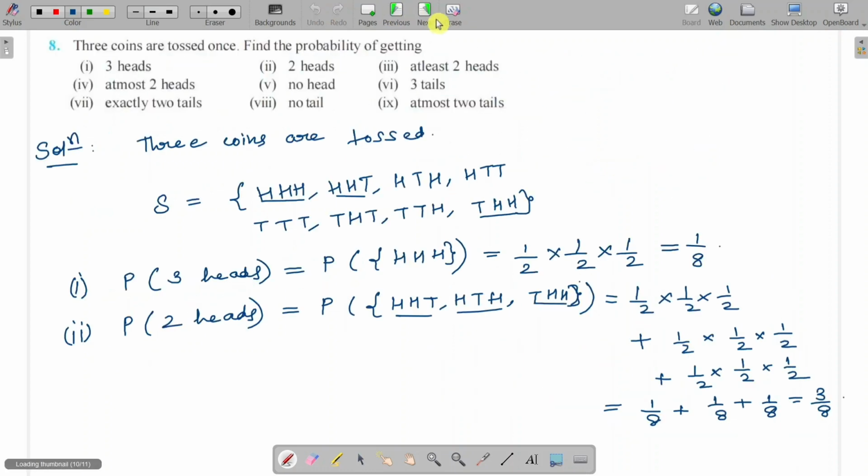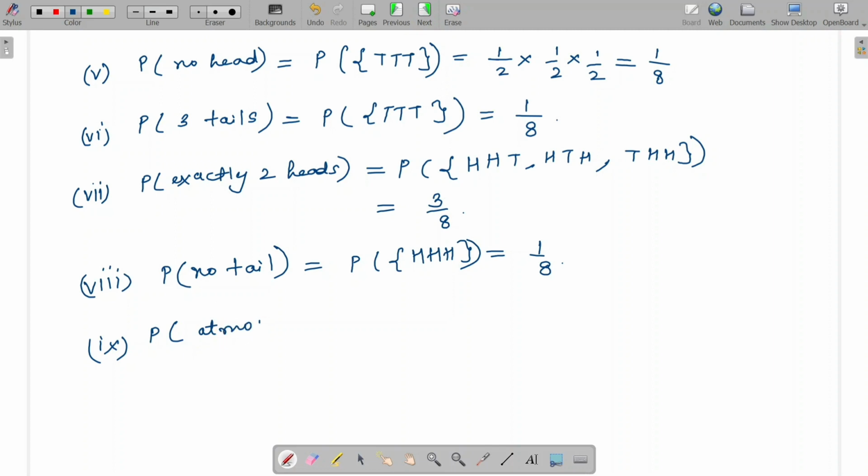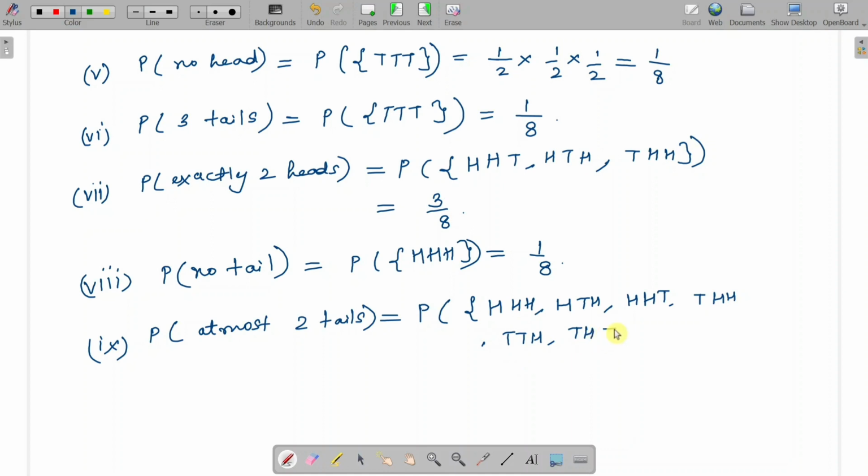Then ninth one, so probability of at most two tails. So at most two, so that means HHH will be there, then only one tail we will take, so HHT, HTH, THH, okay. Now two tails if we take, TTH, then THT, right, and which one, so it is HTT. Okay, so how many? 1, 2, 3, 4, 5, 6, 7. So that means we will get 7/8. Right? So this is the answer.